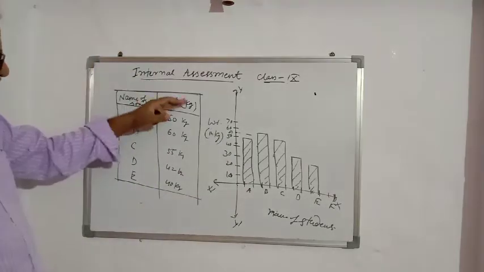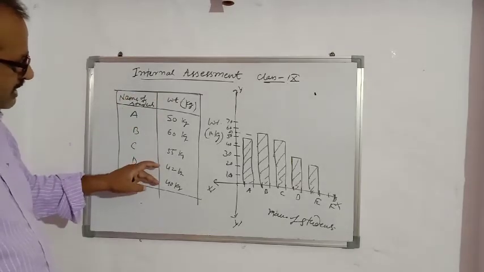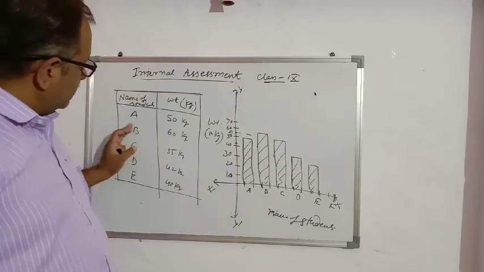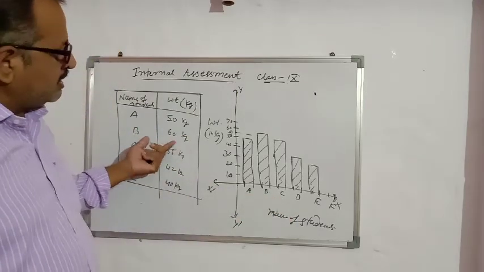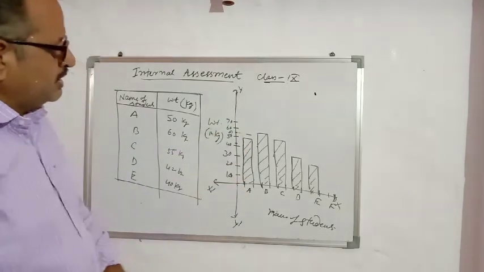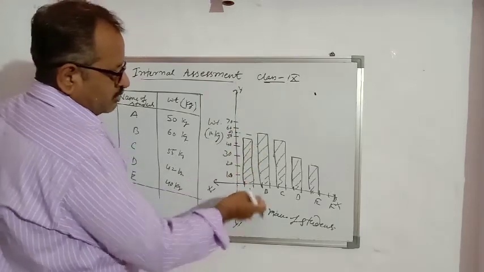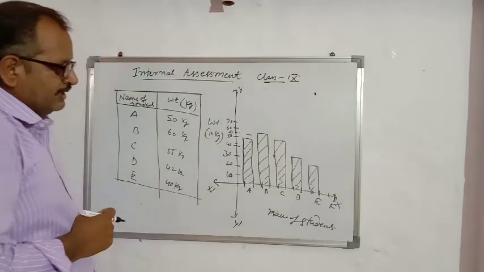So firstly make the table. In one column write the name of the students. In the next column you can take the weight of the students. Weight we will take at the y-axis, name of the students at the x-axis, and represent this data with the help of a bar graph. So with the help of a bar graph you can tell who has the highest weight, who has the lowest weight. Directly from the graph you can tell it.